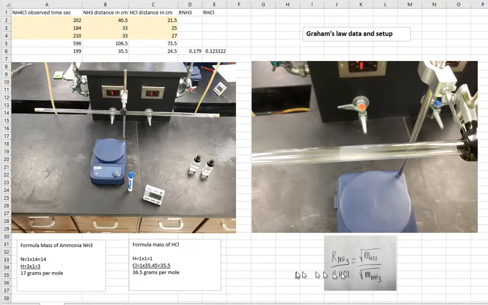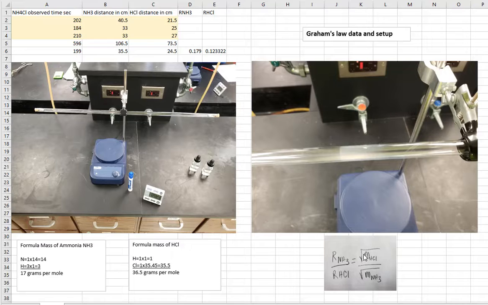Hi, this is Brother Barnes, and this is a modified Graham's law equation right here. Basically, the idea is the rate of movement is inversely related to the mass of the compound.